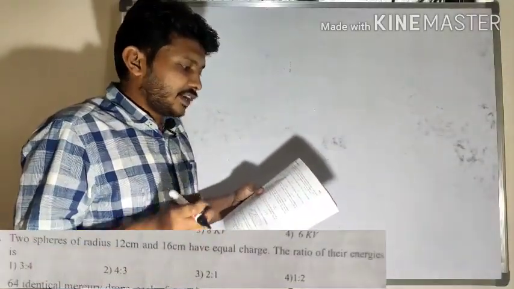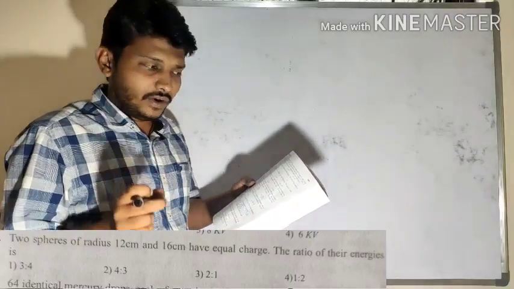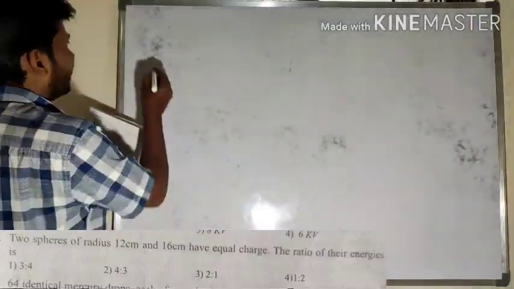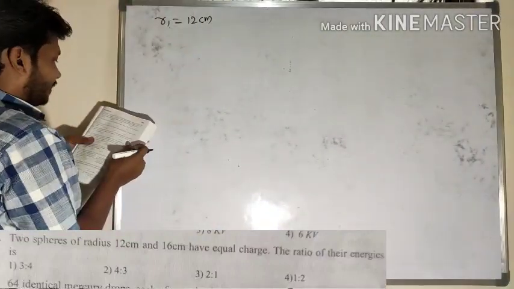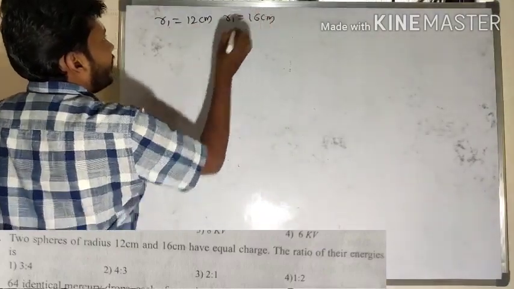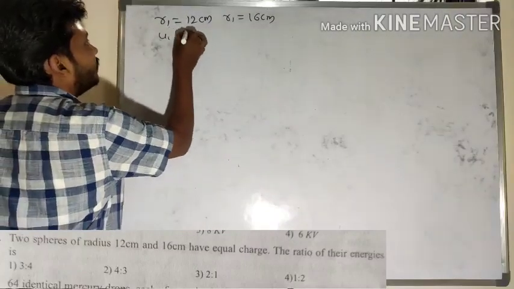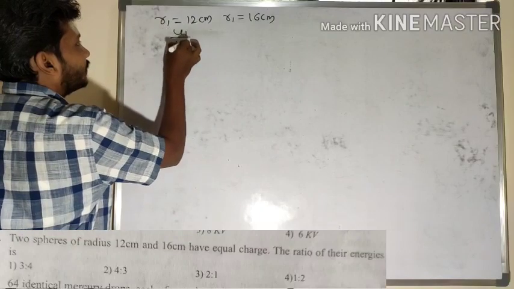Two spheres of radius 12 centimeters and 6 centimeters have equal charges. The ratio of the energy is, so the radius values they mention, what are those values? 12 centimeters and 16 centimeters here. And they ask us to determine the energy, so the U1 value and U2 value, the energy in terms of a ratio.